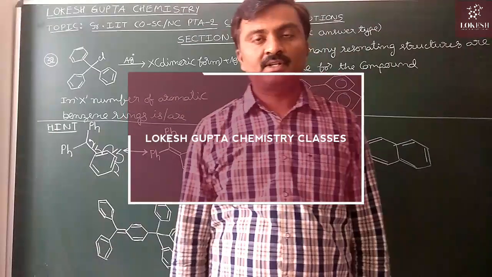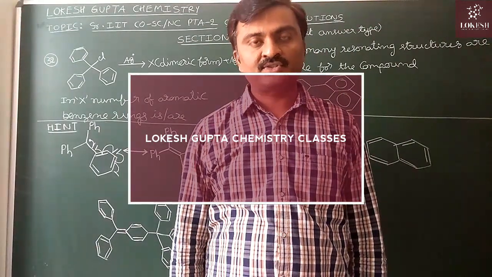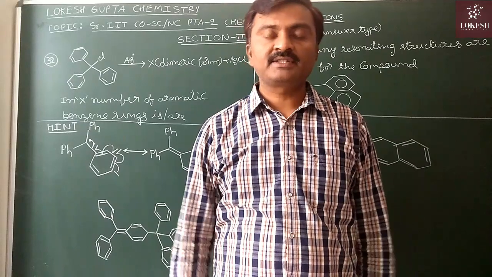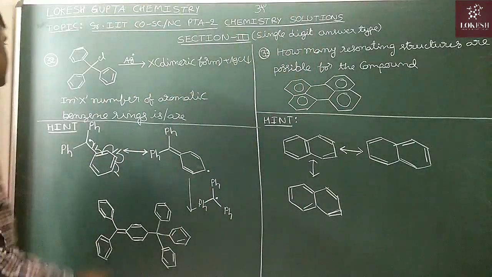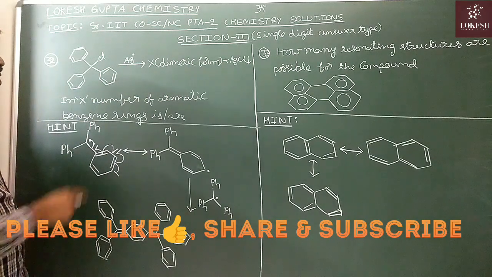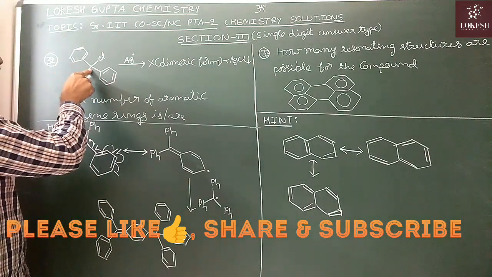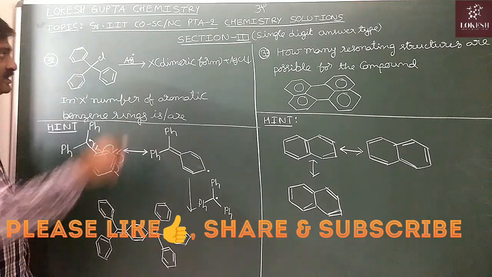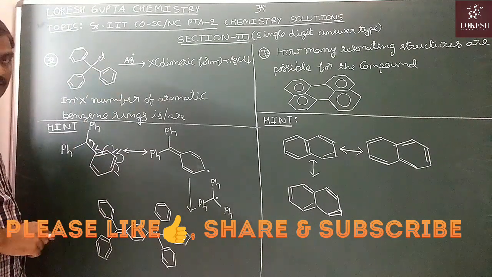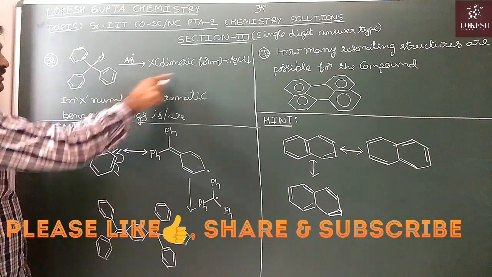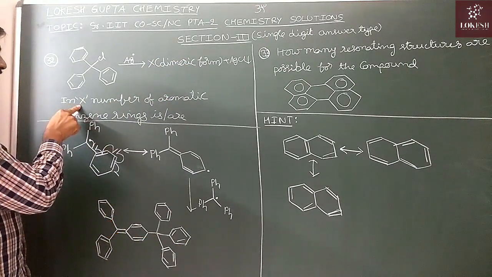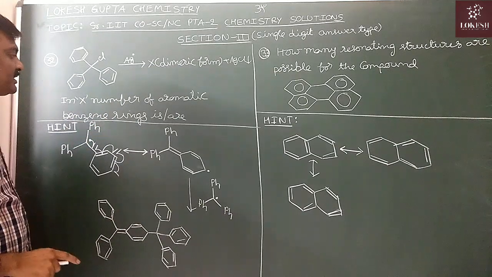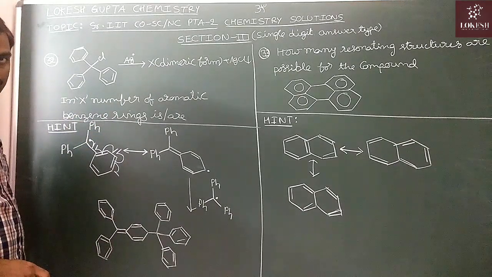Hi students, now I am going to explain the solutions for section 3, single digit answer type questions. First, the 32nd question. Triphenyl methyl chloride, on reaction with silver, gives free radical dimer plus AgCl. In this dimer X, the number of aromatic rings present are?